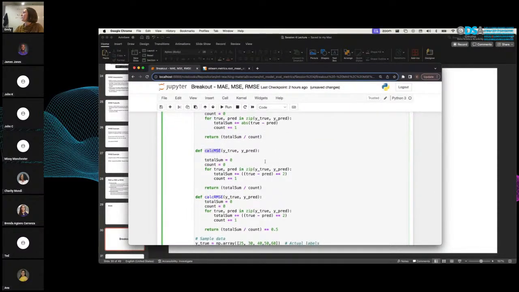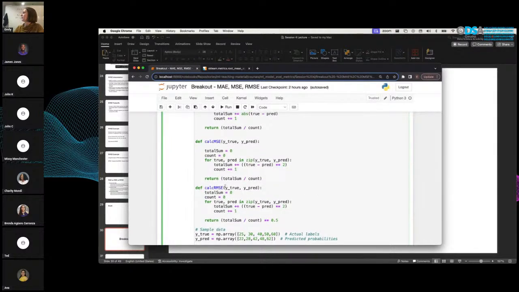Then for calculate mean squared error, we're doing a very similar thing. So similar structure here, we're starting count at 0, looping over true pred, zipping them together, and then dividing by count. This time we're squaring them. So we're taking true minus pred, and we're squaring that value.